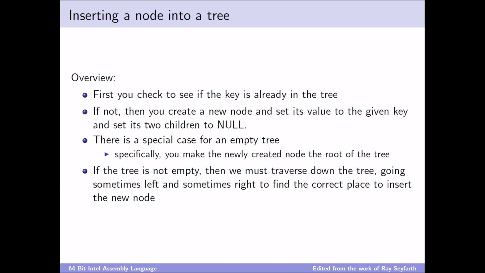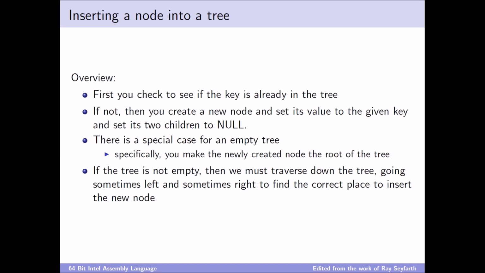If the key is not in the tree, what we will do is create our new node. We'll set its value to the given key, and then we'll set its two children to null. The reason we know we can set the two children to null is because when we insert into the tree, we will move down the tree based on the key values until we find the appropriate place to fit it, and we'll attach it at the base of the tree or onto a leaf node of the tree.